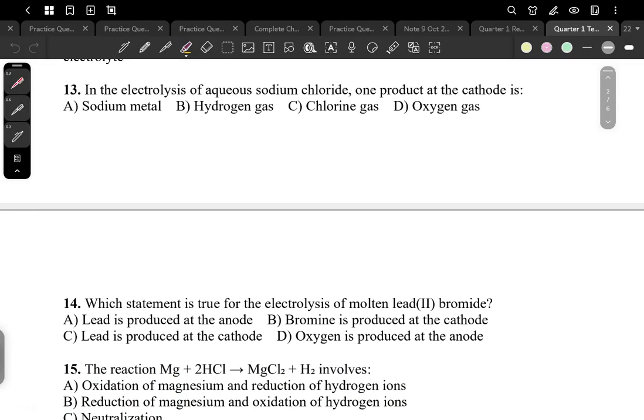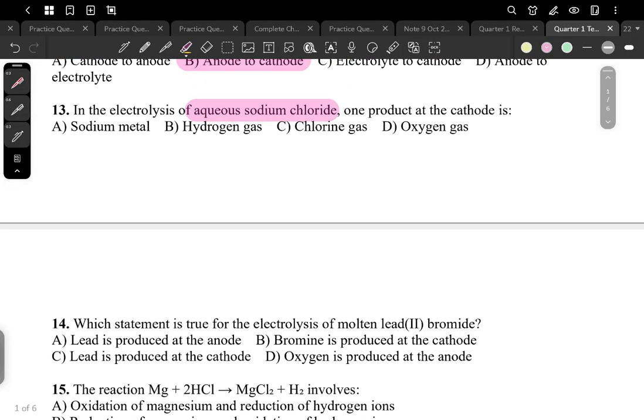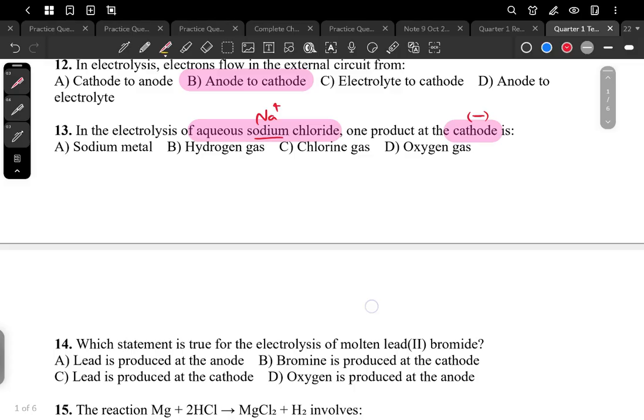Question 13. In the electrolysis of aqueous sodium chloride, so this is aqueous, so water exists, one product at the cathode. The cathode is actually negative, right? And the sodium is positive, so sodium exists. And also don't forget that the hydrogen ion of water exists as well. How did I know? Because this is an aqueous solution. So when you compare hydrogen to sodium, which one is going to be reduced at the cathode? I'm going to choose hydrogen gas will be reduced at the cathode, because hydrogen is less reactive than sodium.